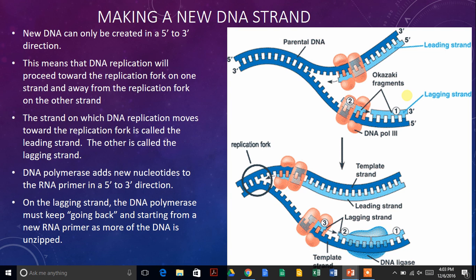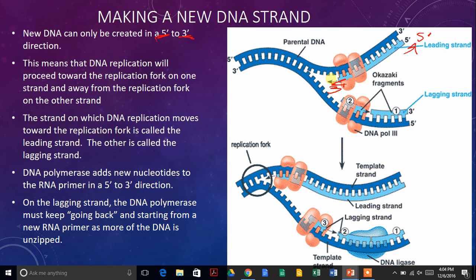Now we're going to make a new DNA strand. Now, important, new DNA can only be created in a 5' to 3' direction. That means when we're making a new strand, this is going to be the 5' end from where we came. The 3' end is going to be towards where we're going. The 5' end of the new DNA is where we started, the 3' end is where we're going.